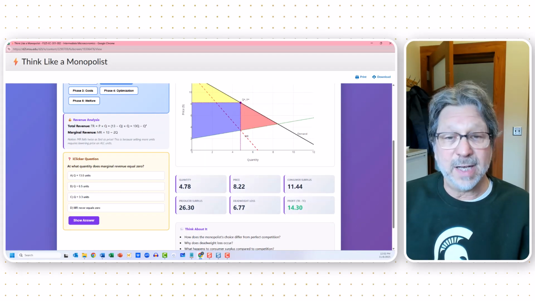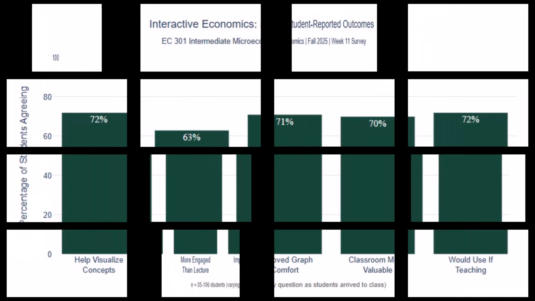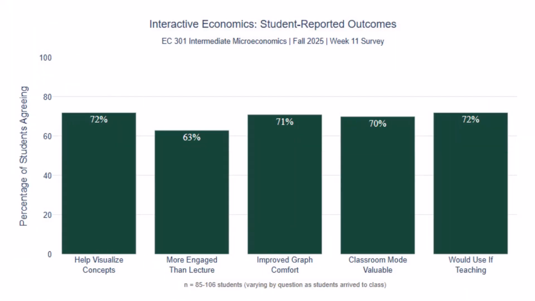This transforms lectures from being passive note-taking into active problem-solving sessions. Does it work? I collected systematic data in week 11 of this semester from over 100 students.